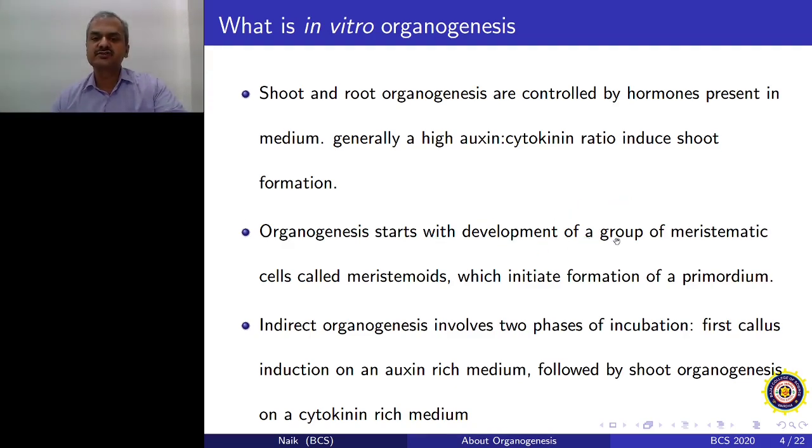So organogenesis starts with the development of a group of meristematic cells which are called meristemoids, which initiate primordia, and these primordia later on give rise to a shoot. Whereas indirect organogenesis involves two phases of incubation. First is callus induction on auxin rich medium, followed by shoot organogenesis on cytokinin rich medium. So indirect organogenesis has one additional phase, that it has to go through callus formation, and the callus, depending upon the combination of plant growth regulators, will be able to form a shoot or root.